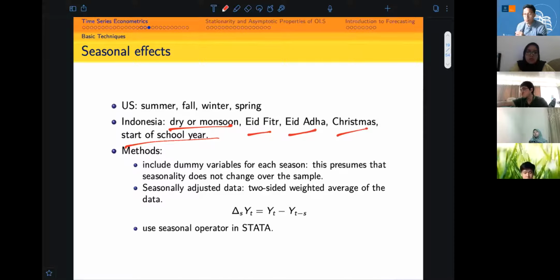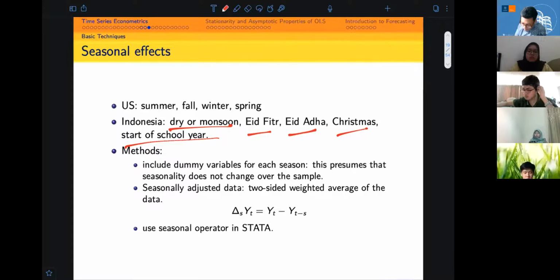However, just to be very clear here, since Eid Fitr and Eid Adha move every year, they move around 10 to 11 days every year. So you might have to adjust that year by year. Okay, so what can we do to accommodate seasonality in the data?